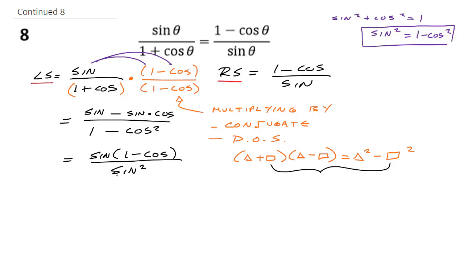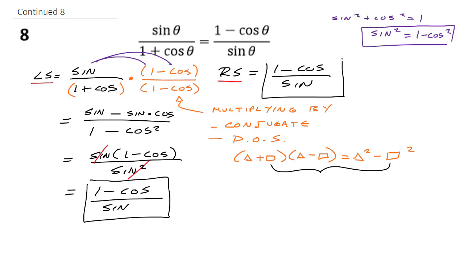So that I can cancel one of the sines with one of the sines here, because we have sine squared on the bottom, so there'll be one sine left. So all that's left is 1 minus cos over, there's still one sine left. There you go. The two sides are the same. It worked out. Like I said, not a lot of work, but really knowing your math helps a lot out here.